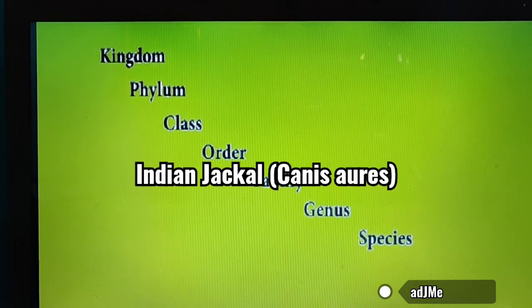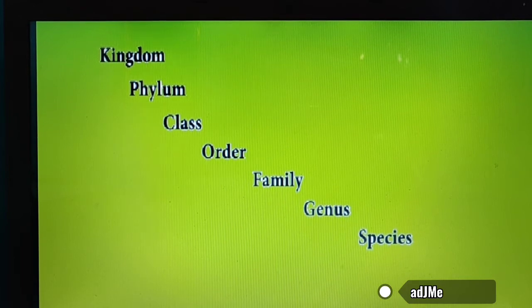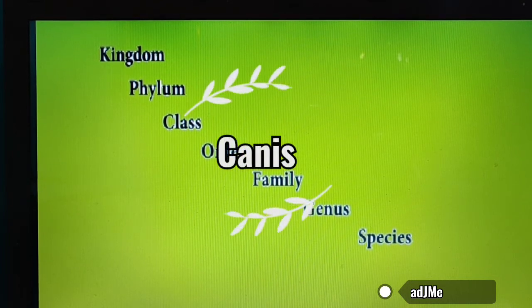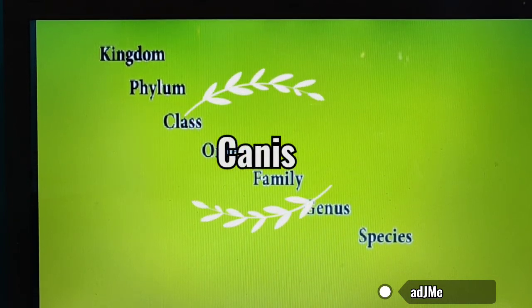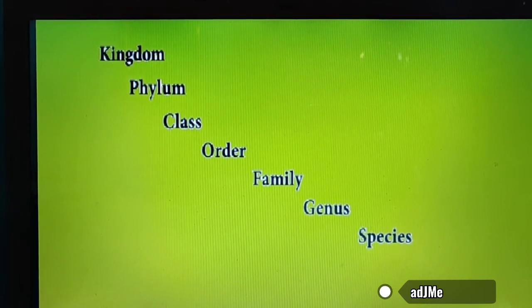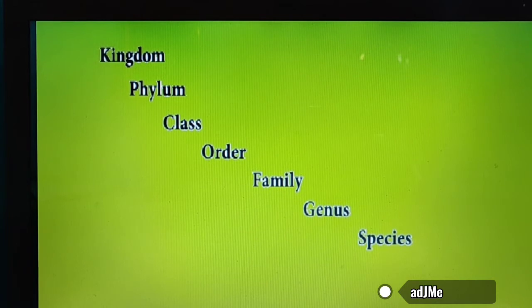So these two, one is a wolf and the other is a jackal. Wolf is a species, jackal is a species, but they both have one thing in common, that is they come under a common genus, Canis. Then the next category is family. A group of genera with several common characters form a family.